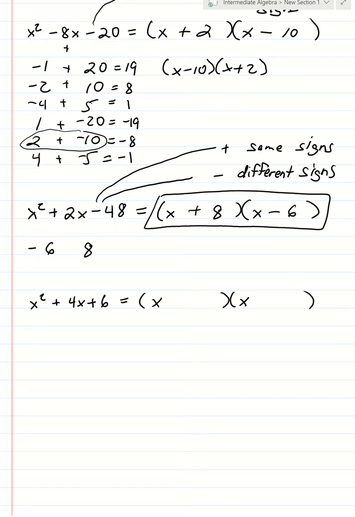Let's take a look at the signs. Since it's a plus 6, we know we need the same sign. What signs are we going to use? We look in front of the linear term, so we need the same sign, both positive signs.